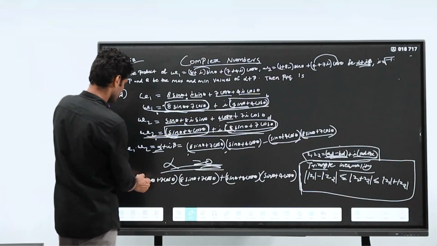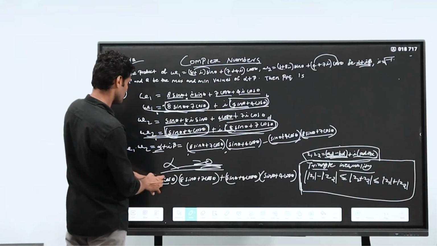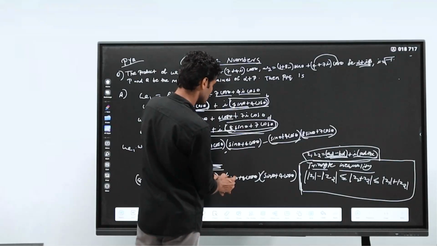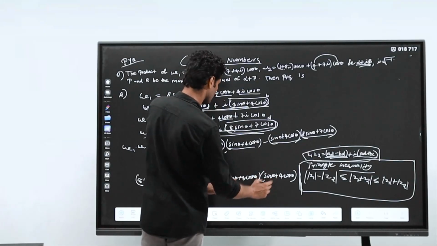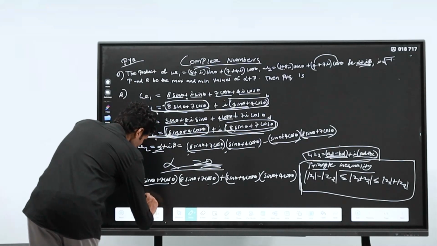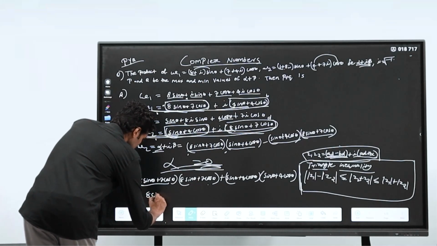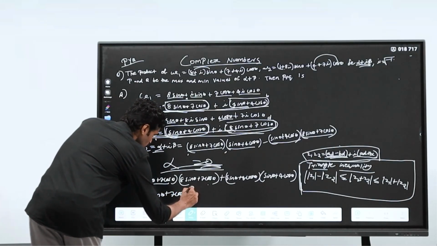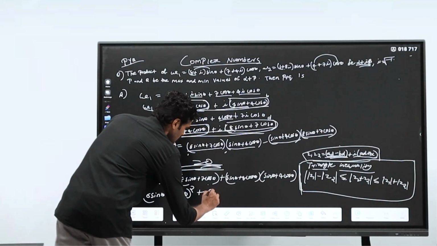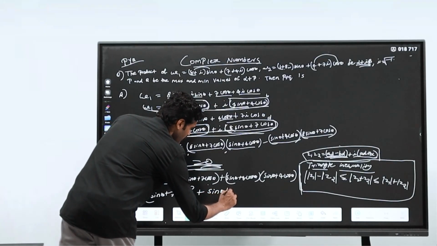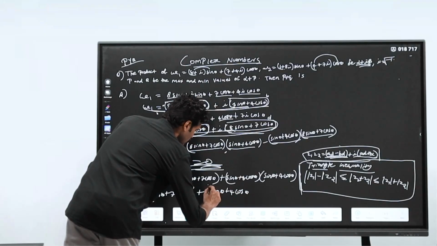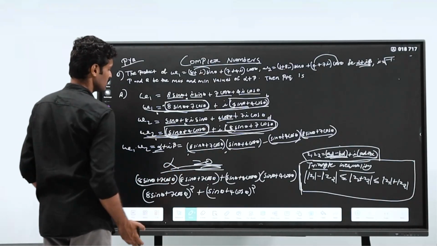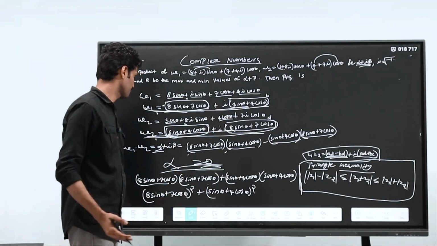We can see the two terms, 8 sine theta plus 7 cos theta, 8 sine theta plus 7 cos theta. Again here it is sine theta plus 4 cos theta, sine theta plus 4 cos theta. That means (8 sine theta plus 7 cos theta) whole square plus (sine theta plus 4 cos theta) whole square. Then we need to expand these two terms.